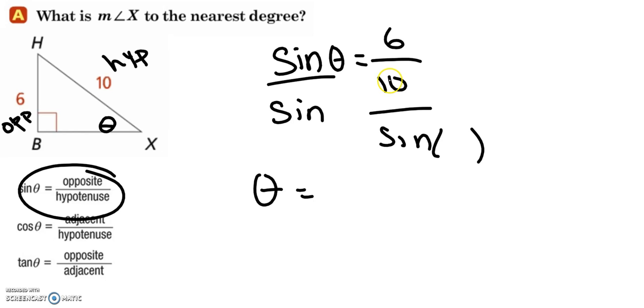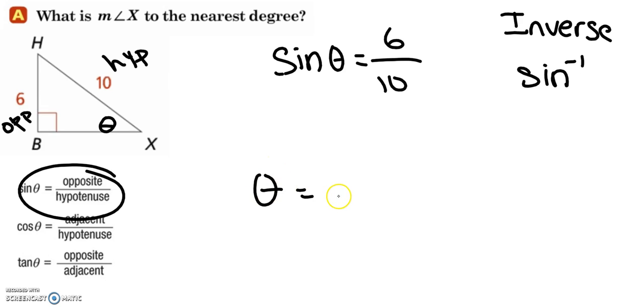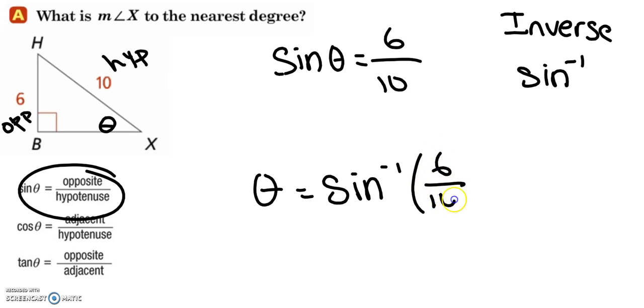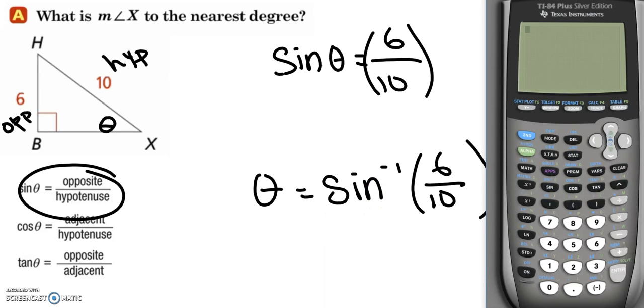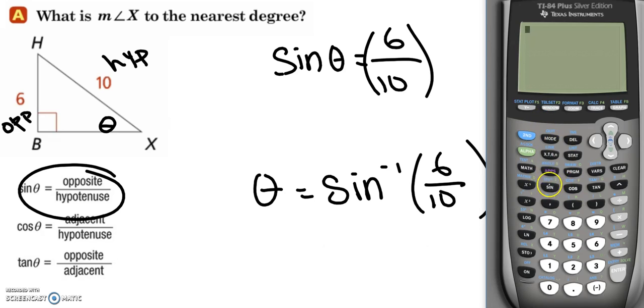Okay? So when you divide by sine, you don't just divide by sine in the calculator. What you do is you take its inverse. So the inverse of sine is sine to the -1. What you're actually doing when you solve for theta is sine to the -1 of 6 divided by 10. So what's here doesn't change, but now you're doing the inverse of it. So where do we find sine to the -1 on the calculator? It's above the sine button there in blue.